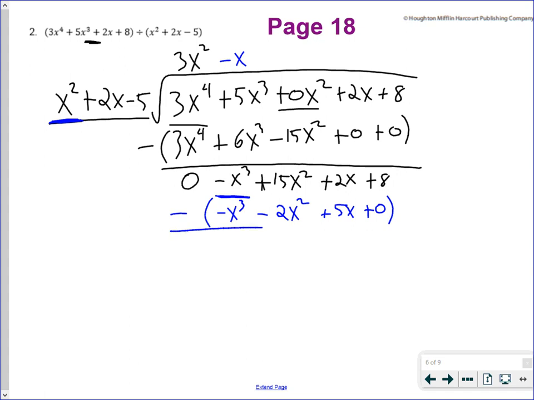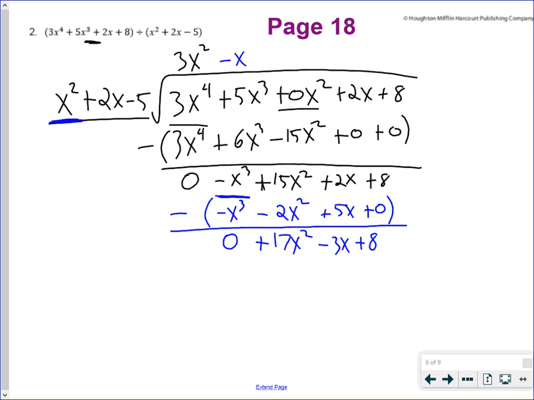Put my parentheses, my subtraction sign, and now let's subtract these two polynomials. Negative x cubed minus negative x cubed, same thing as negative x cubed plus positive x cubed. That's going to be 0. 15x squared minus negative 2x squared is the same thing as 15x squared plus positive 2x squared. That's a positive 17x squared. 2x minus 5x gives us a negative 3x. And 8 minus 0 is just positive 8.